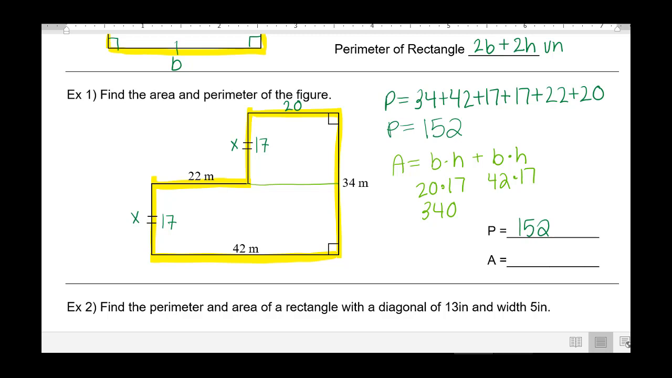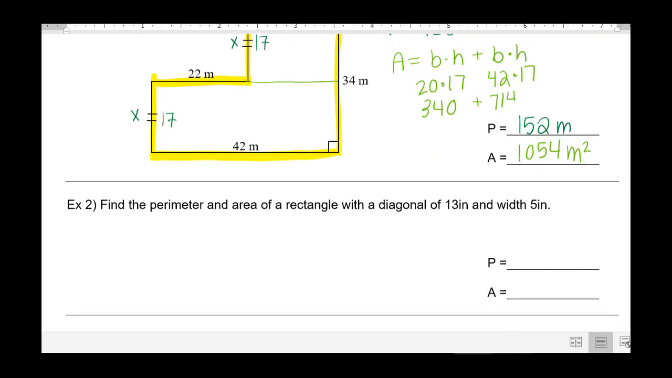Oh boy, I need my calculator for this. And I get 714, which I add those two together. And I get that area of 1,054 meters squared. And I remember to change my units for perimeter to just meters. Cool. Area and perimeter of this combined solid, dealing with two of our rectangles.